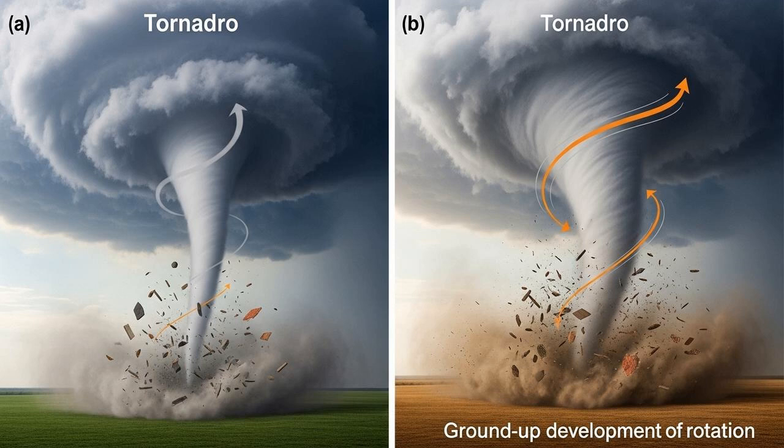The visible funnel we see is actually made of condensed water droplets, along with all the dust, dirt, and debris being sucked into the vortex. In fact, a tornado can be on the ground, causing damage even without a visible funnel, making them especially dangerous at night or when wrapped in heavy rain.